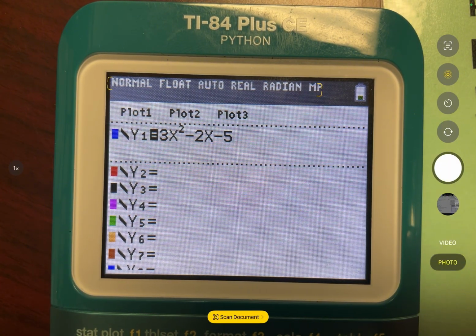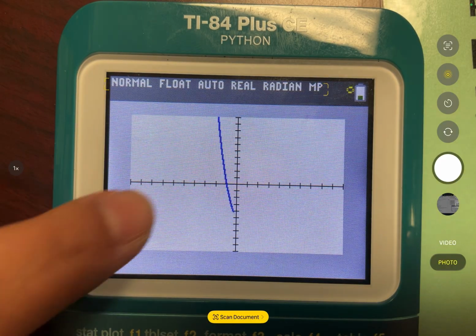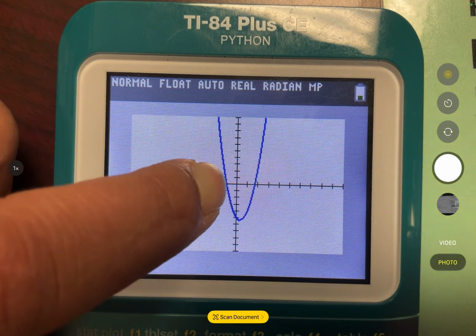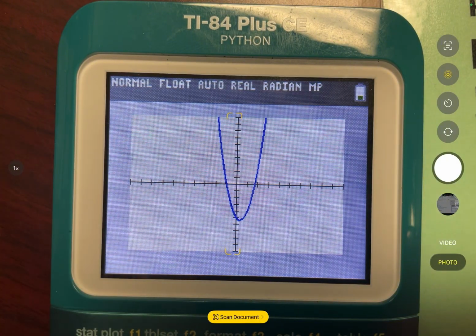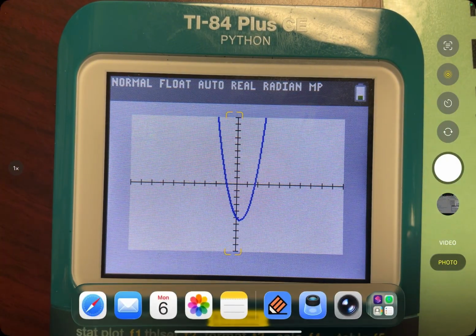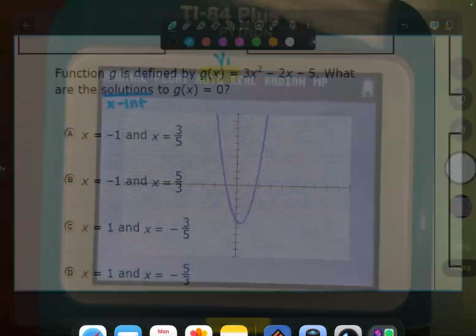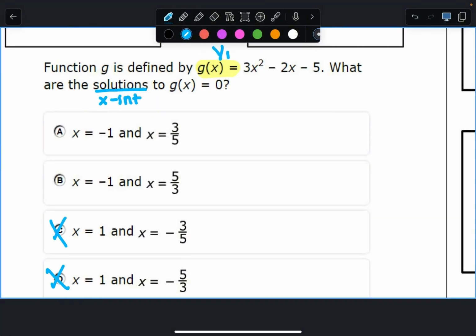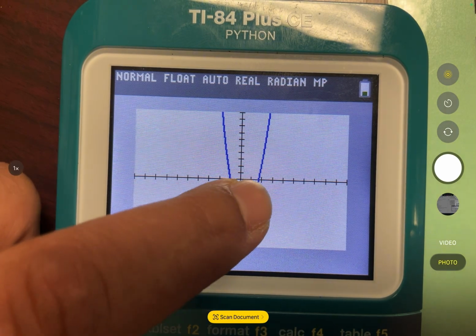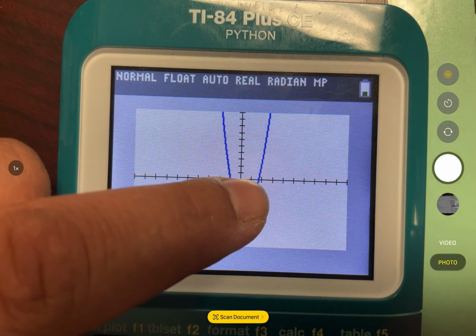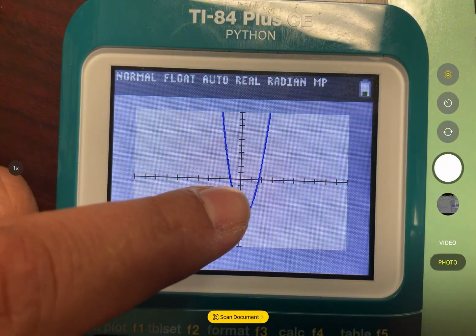I know for sure one of my solutions, my zeros, is -1. So I can at least get rid of C and D. Now the other one is a fraction. So what I can do there is figure out what the x-intercept is. And I can use that using second trace.